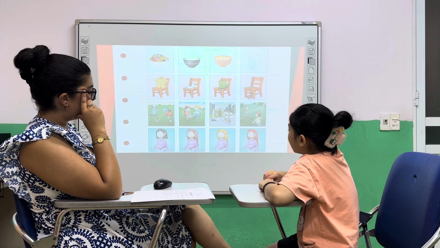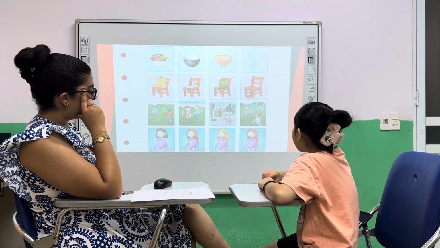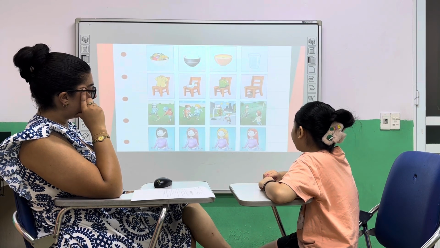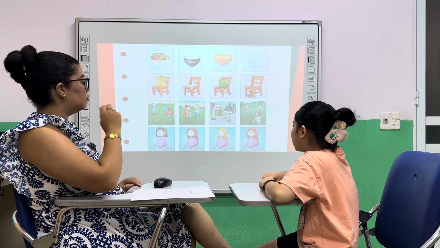In picture 1 is different because picture 2, picture 3, picture 4, the girl, their girl are a long hair, but in picture 1, the girl is short hair. Okay, thank you.